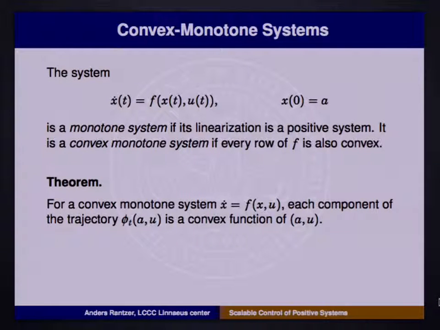There is actually another thing to be said about nonlinear monotone control systems, namely that if in addition the right-hand side is a convex function, then you have an even better situation. Of course, this is always true for linear systems, but for nonlinear, you have to check convexity separately. For a convex monotone system, each component of the trajectory is a convex function of the initial state and the input trajectory. So optimizing these trajectories can be done in general by convex optimization, which is very unusual and wouldn't happen for general nonlinear systems.